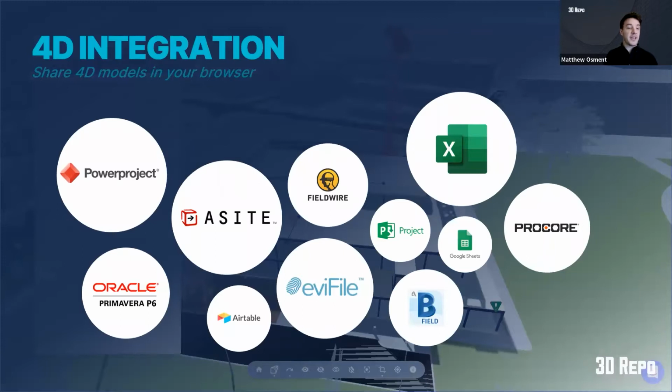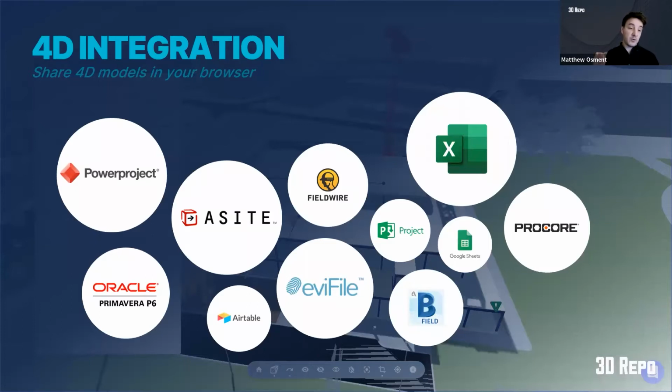So when we talk about the APIs, what that means is you can take your current data sets, assuming the data sets are stored in a system or file format that supports APIs and interacting with other platforms, and push that data directly into 3D Repo. So if you've got a program in Powerproject, if you've got as-built data in Asite, or you're doing QA checks in every file, all of those things can now interact directly with 3D Repo.